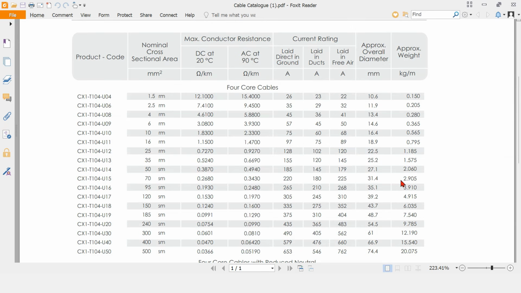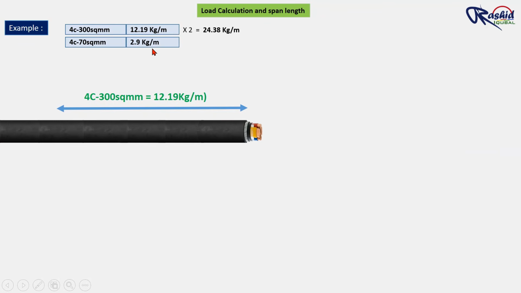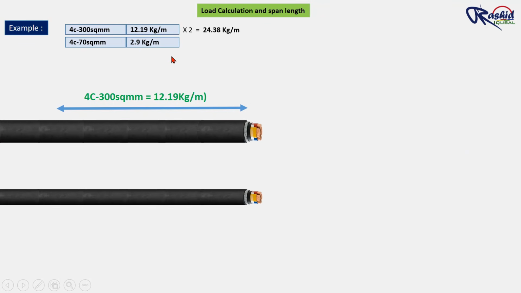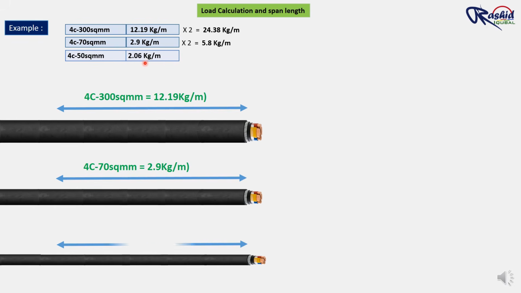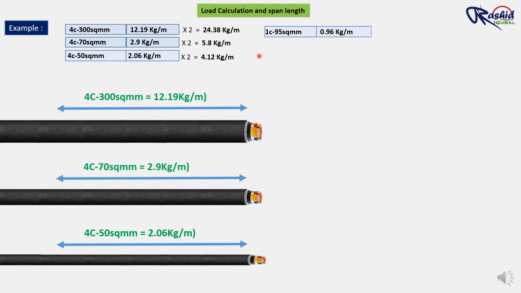4 core 70 square mm cable, the weight is 2.9 kg per meter. Let me write here. So we have two numbers of 4 core 70 mm square cable. So we will multiply by 2 equal to 5.8 kg per meter. We have a 4 core 50 mm square cable equal to 2.06 kg per meter. I already taken from Catalogue to save your time. So for two cables, multiply by 2, 4.12 kg per meter.